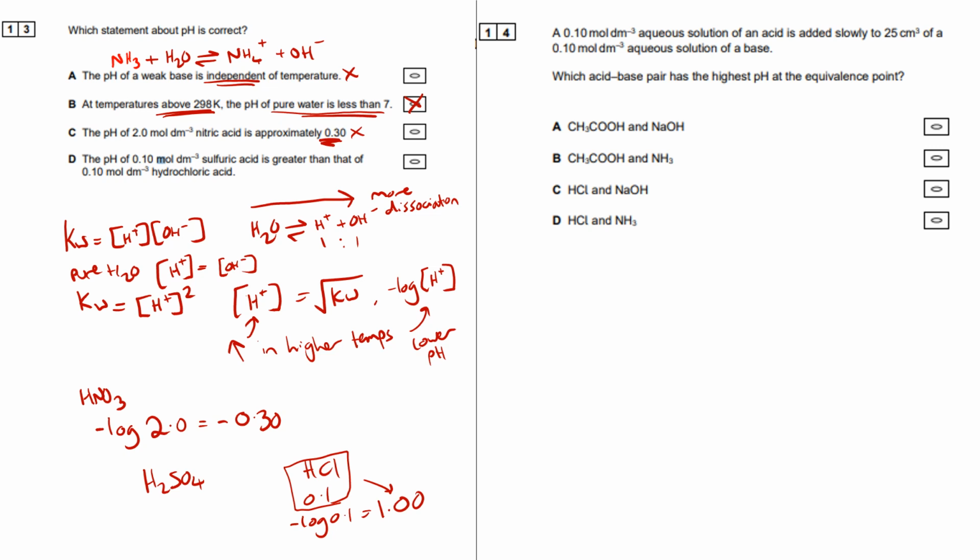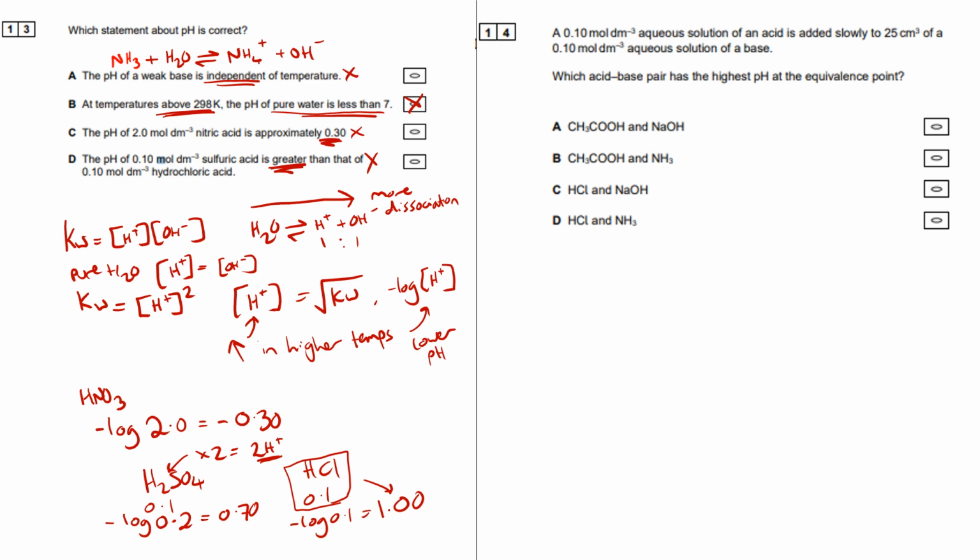The pH of sulfuric acid, so if the concentration is 0.1, it's diprotic. So therefore there would be twice as many hydrogen ions. So you'd have to minus log 0.1 times 2. So that will give you a pH of 0.7. Again, for every 1 mole of sulfuric acid, you would get 2 moles of H plus ions. So the concentration has to be doubled before you minus log your answer. So the pH of sulfuric acid would be less than that of hydrochloric acid. That's why that statement is incorrect.